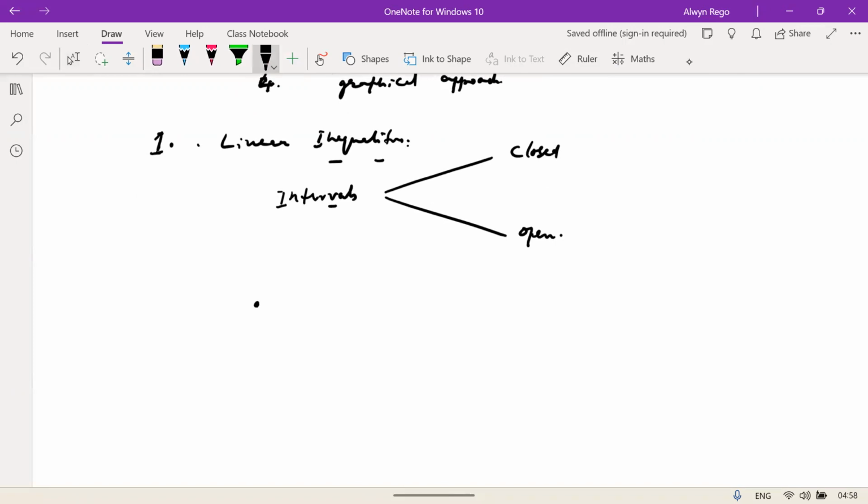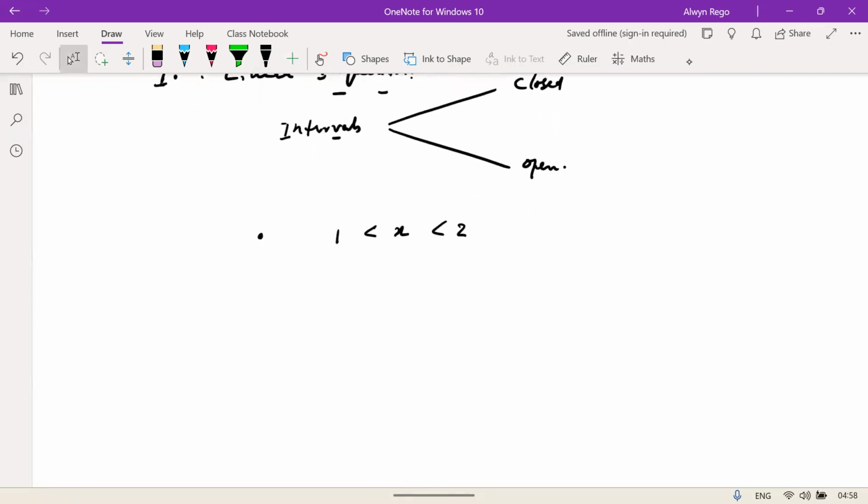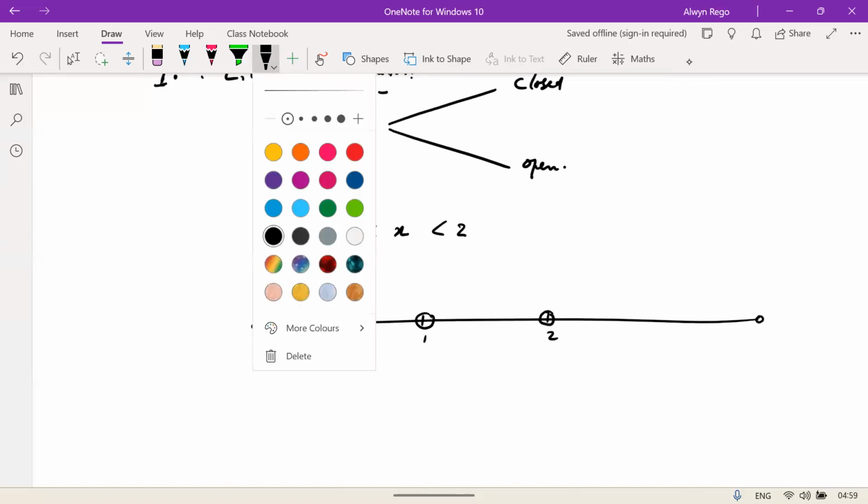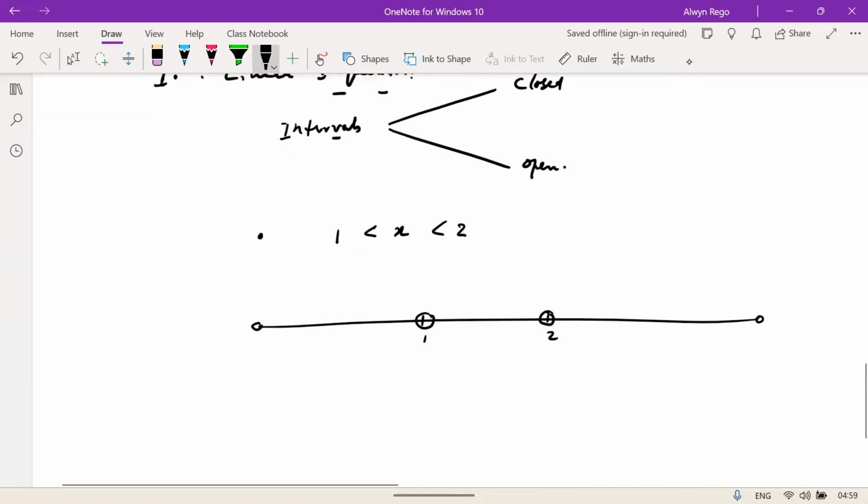Let's say I talk about set of all values of x between 1 and 2, not inclusive of 1 and 2. Set of all real numbers between 1 and 2 are infinite, you know that. Between any two real numbers, there are infinitely many real numbers. So if you represent that on the number line, we'll represent them to be 1 and 2 here, circle, circle, and darken the area. Darken the area here. But do not darken 1 and 2.